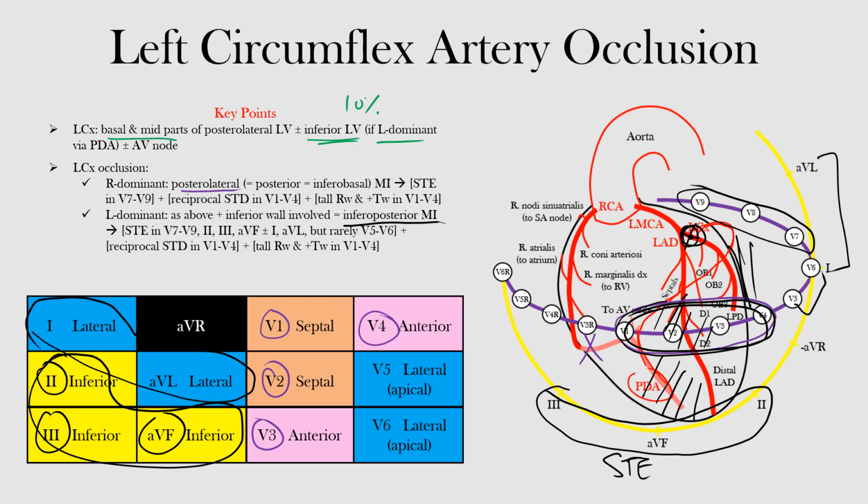In a left dominant patient, as above, we're going to see the same changes because we have posterolateral involvement, but now we're also adding the inferior portion of the wall. So we'll see ST elevation in V7 through V9, and the inferior region is now involved. So we have the inferior portion of the left ventricle that's affected, and because of that we see inferior ST elevation in those leads. We can also have leads 1 and AVL and sometimes V5 and V6 that also show ST elevation. Again, reciprocal changes in V1 through V4, the ST depression, the tall R waves, and the upright positive T waves.